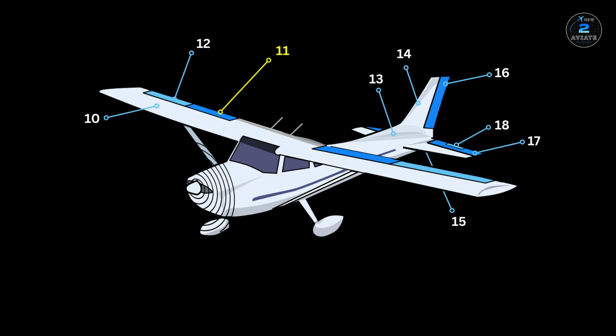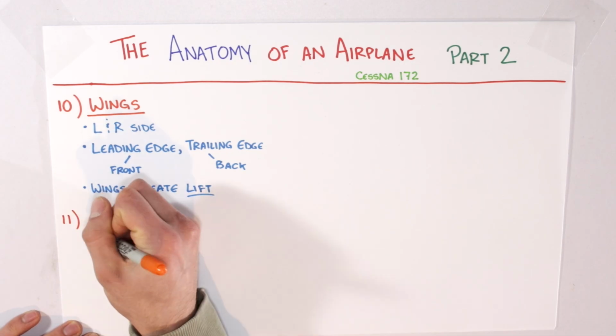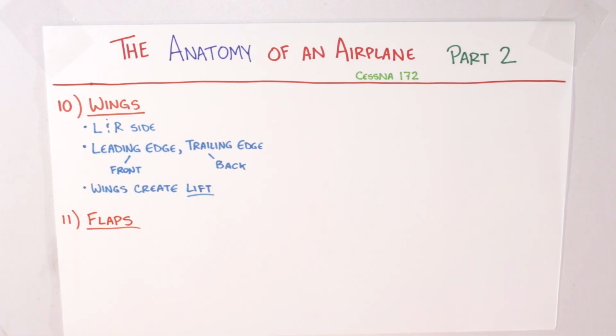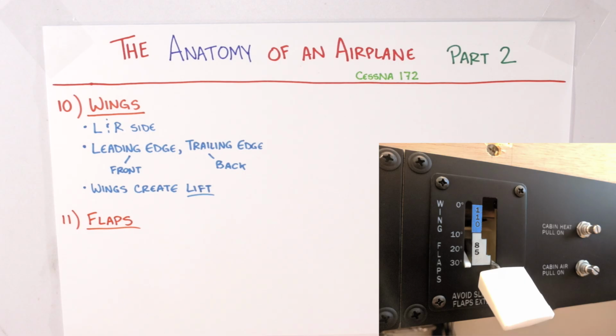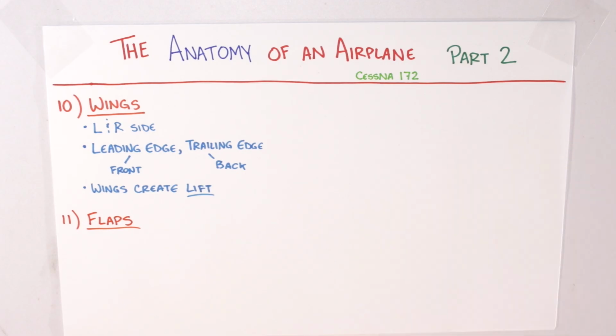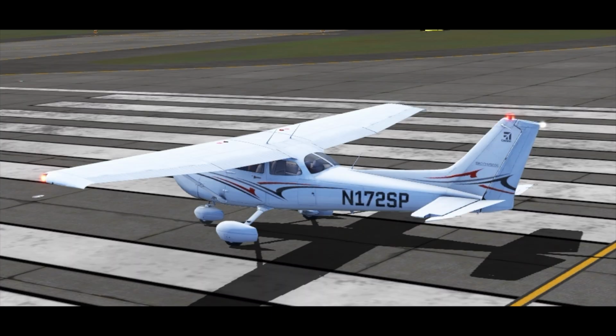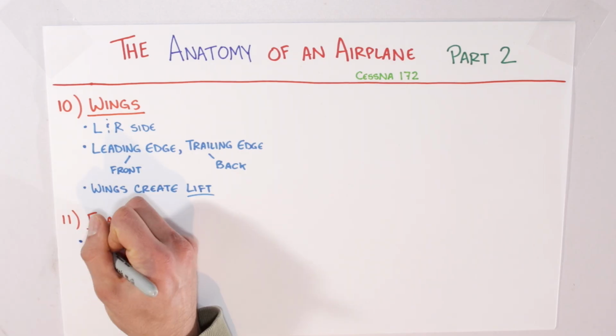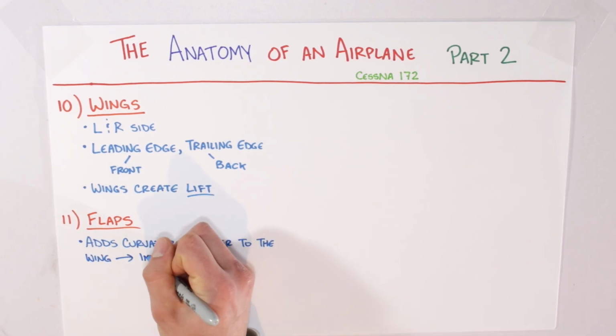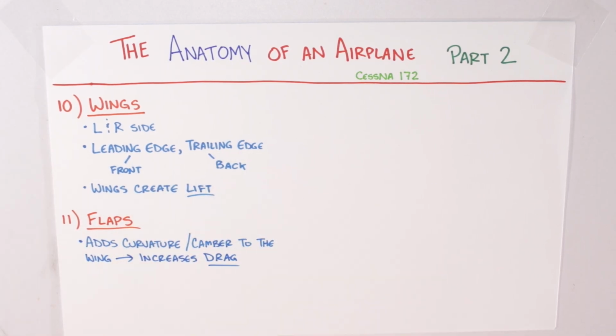Next we have the flaps. Flaps are movable panels on the trailing edge of the wings. Pilots can extend or retract them in stages using a switch in the cockpit like this one. When the pilot extends or deploys the flaps, this just means that he or she uses the controls to hinge the flaps downward. This adds more curvature or camber to the wings and therefore increases drag.